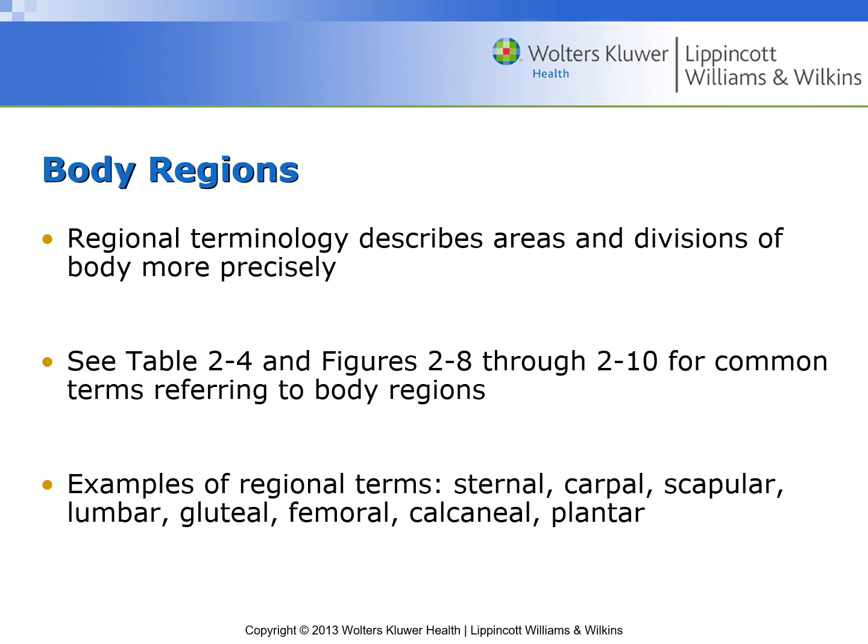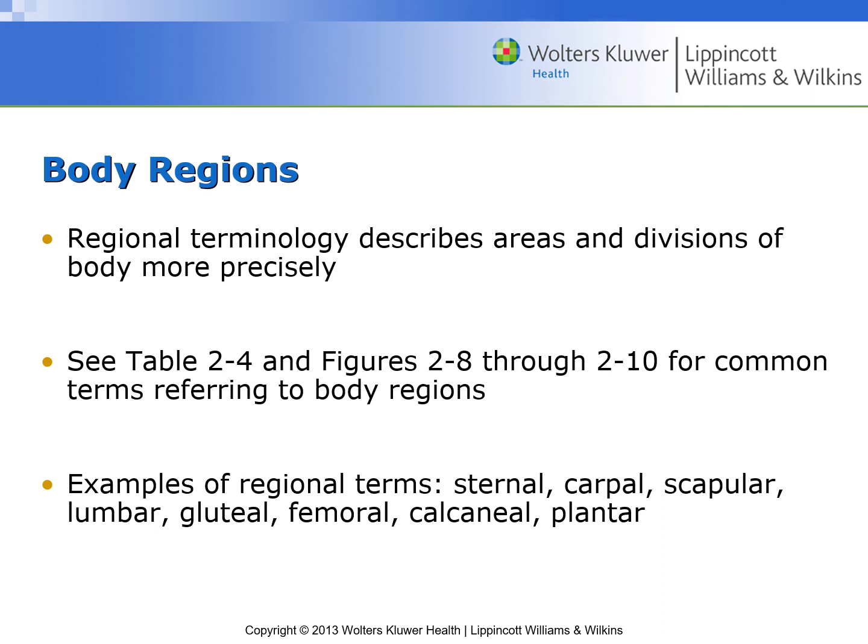But generally speaking, when we refer to sternal, we're usually talking about the sternum or something having to do with the rib cage. Carpal, we're talking about the carpal bones, which are in the wrist or the hand. Scapula, of course, is the shoulder. Lumbar is the lower back or the lumbar vertebra. Gluteal, the buttocks. Femoral has to do with either the thigh or anything having to do with the hip. Calcaneal is the heel, and of course plantar is the foot.